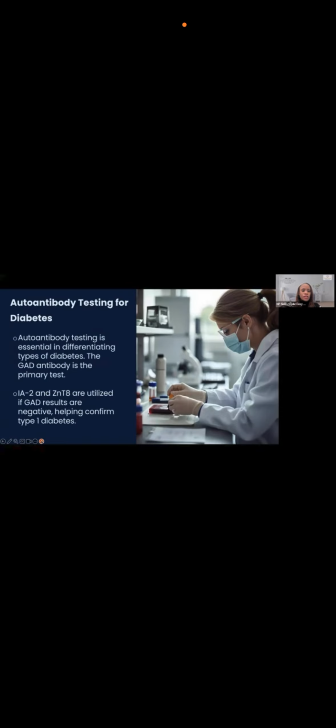comorbidities. So we always think about autoantibody testing for diabetes. Again, we kind of talked about that a little bit. Autoantibody testing is essential in differentiating the types of diabetes. The GAD antibody is a primary test. Then you want to think about your IA-2 and the ZnT8. These are all utilized if the GAD results are negative, and they really do help us to confirm type 1 diabetes, which is an autoimmune condition.